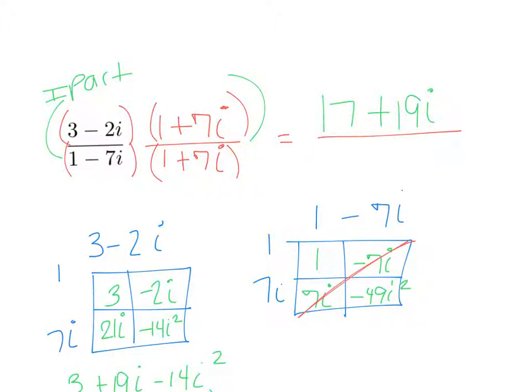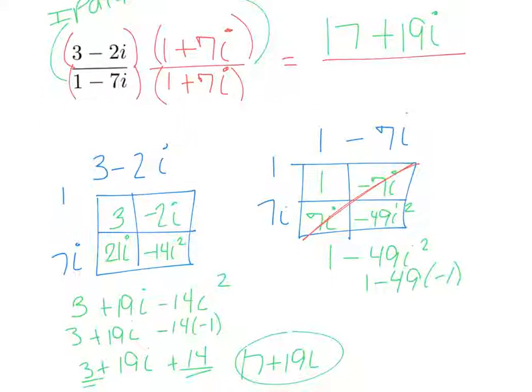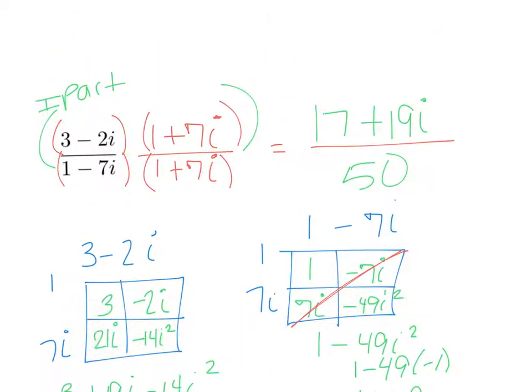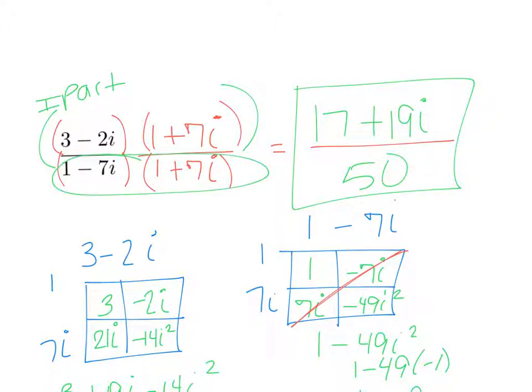And I end up with 1 minus 49 times i squared. 49 is going to be times negative 1 because i squared is negative 1. And I end up getting 1 plus 49 because negative 49 times negative 1 is positive, and you get 50. And that's your denominator now. So your whole answer is this. And again, you could have typed this whole thing into the i part and gotten 50.